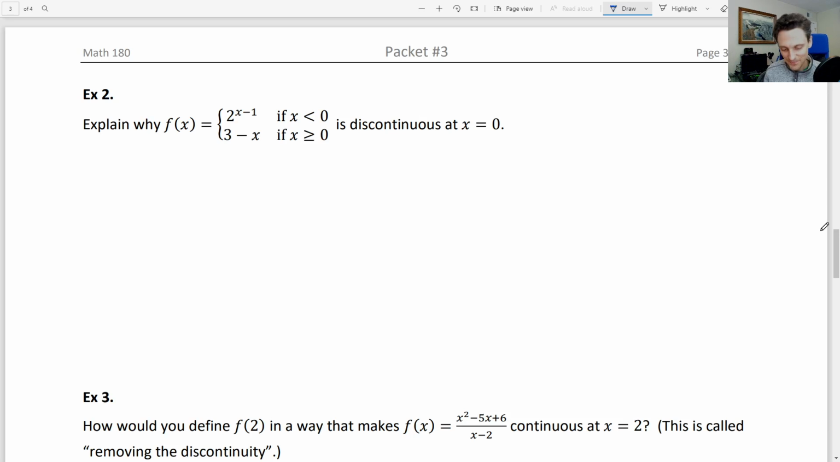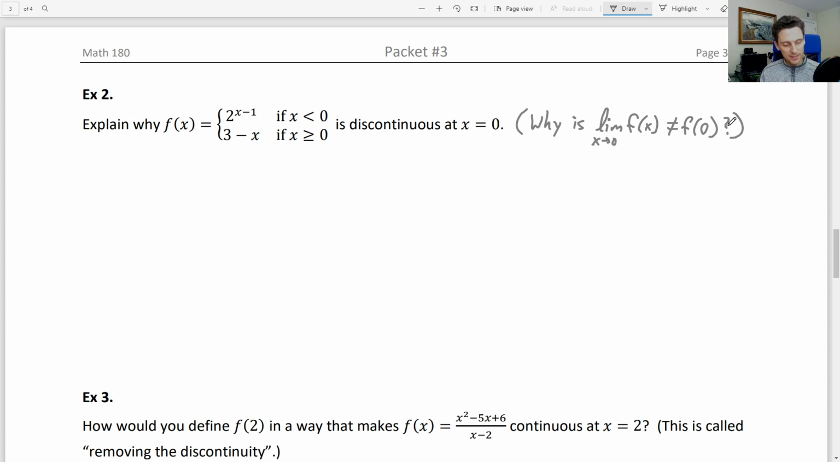Welcome back. In example 2, we're asked to explain why this piecewise defined function is discontinuous at x equals 0. So we're already told that it's discontinuous. We just need to explain why it's discontinuous. In other words, we need to explain what it is that's breaking about the definition of continuity, this limit definition that we learned. So why is the limit as x approaches 0 of f of x somehow not equal to f of 0?